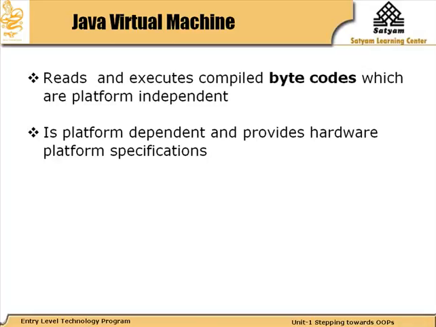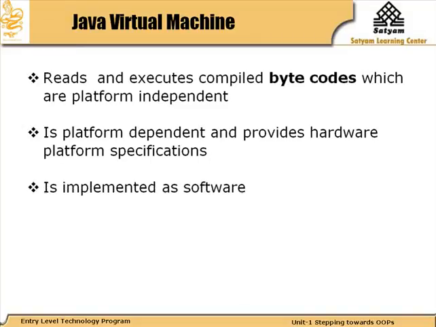Now let's map this scenario to Java. Interpret the representatives as platforms, translators as Java Virtual Machines, and English as bytecodes. This is what JVM and Java platform independence is all about.